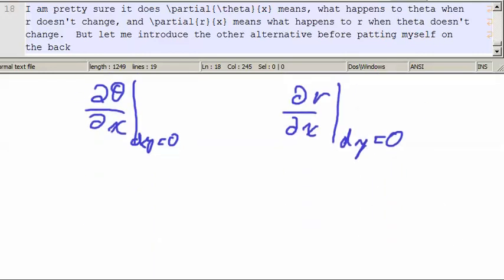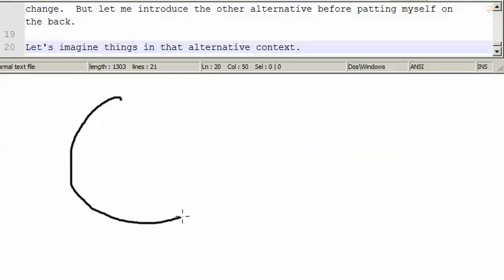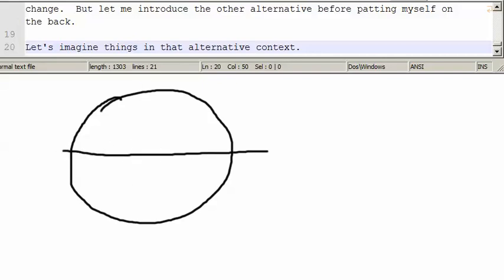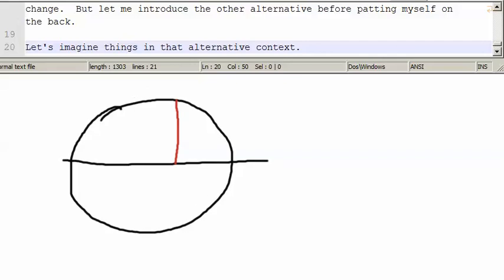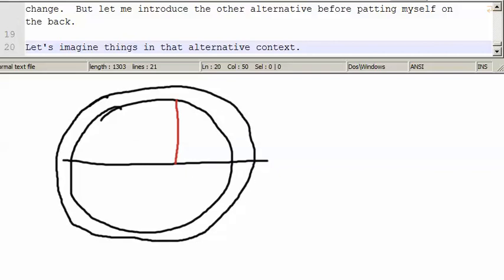We would have, okay, I've run out of room at the bottom. So let's imagine things in that alternative context. We are having an incremental change in x, but this time, instead of having the particle stay on the circle, we are actually changing both the angle and the radius. So when we move to a new spot, oh my goodness, I have drawn that other circle way too big.